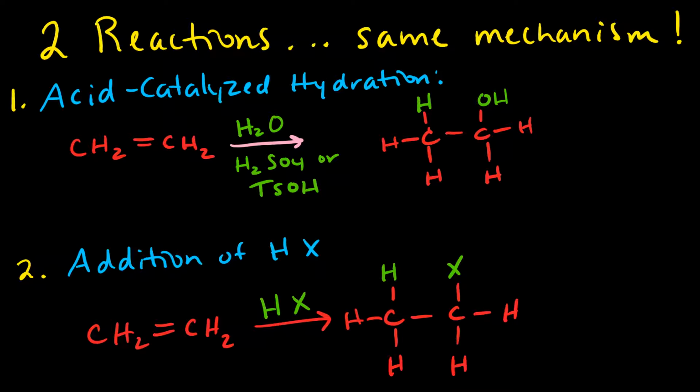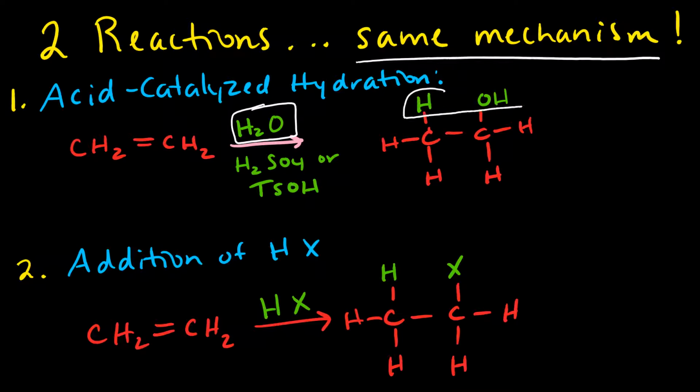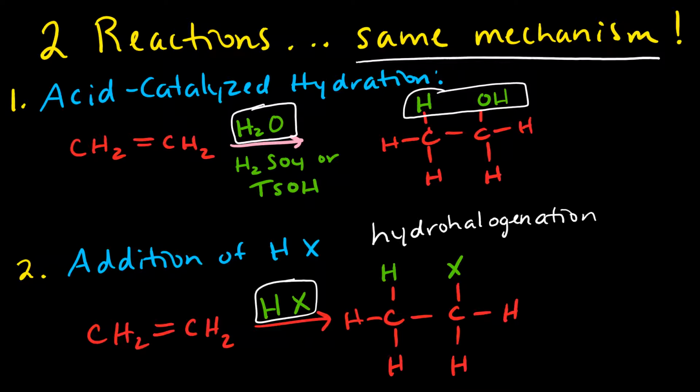As I mentioned, these two reactions have the same mechanism. The first is going to be acid-catalyzed hydration, which is just the opposite of dehydration. This time you're adding water across the double bond. The second is going to be the addition of HX across the double bond. This is called hydrohalogenation, which is the opposite of dehydrohalogenation that you learned in Chapter 7. And this time you're adding HX across the double bond.